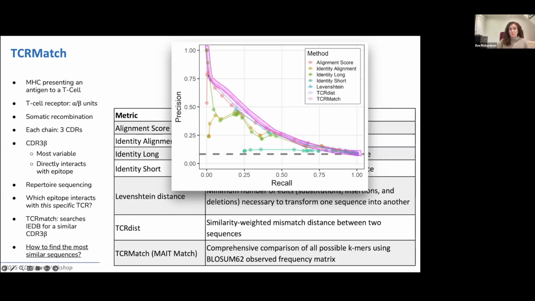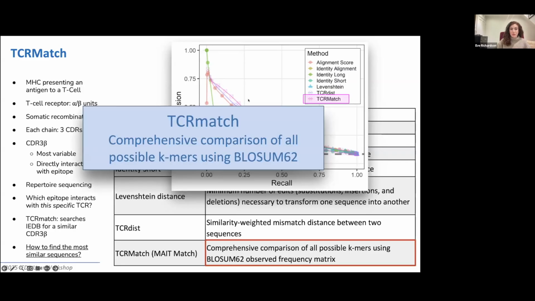And so you can see where we are, where you want to be, which is above the identity metric, i.e. for a given sensitivity, you are more precise, i.e. you're making better predictions effectively. So that's TCRMatch, and that's how it compared at the time in 2021.